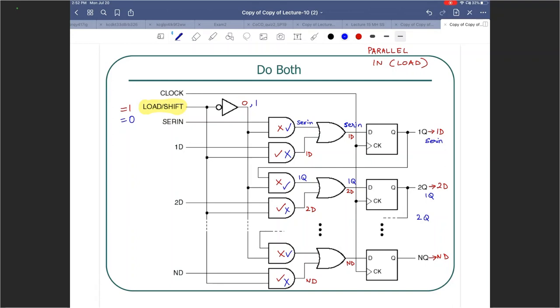We are writing things down. Okay, N minus 1 Q. So if you really look at just one section here, let's say we observe this. What is that? We again see that this is a 2-to-1 mux, with our control signal being load/shift.